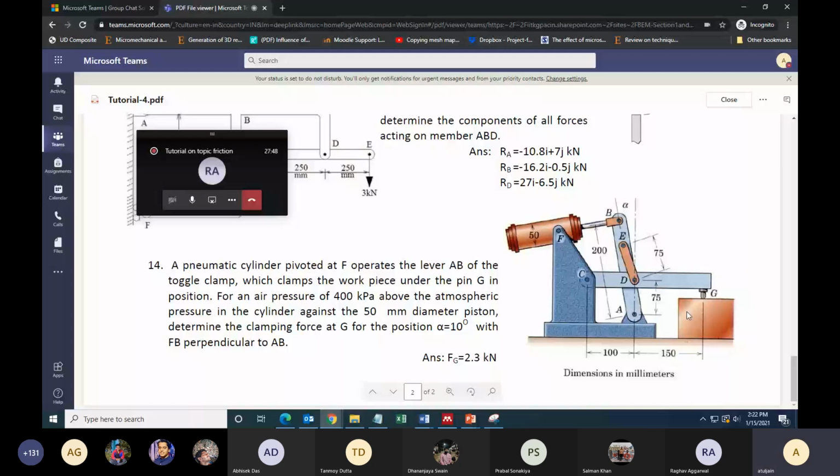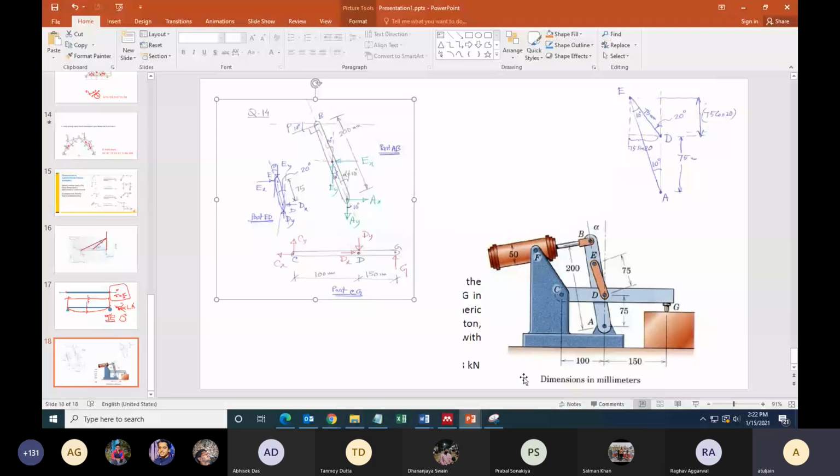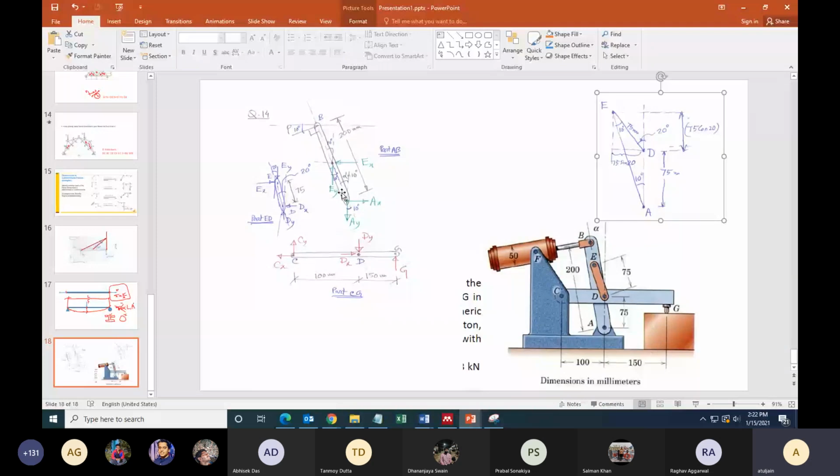Now our free body diagram looks like this. This is the free body diagram of member AB, ED is a two-force member, and C. Directly, I cannot find G because there are 5 unknowns in this. So first of all, using basic trigonometry, you can find the angle that ED is making with respect to the horizontal. It will come out to be 20 degrees, based on this figure.